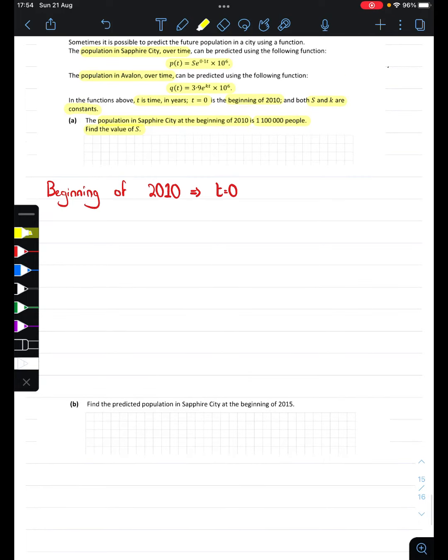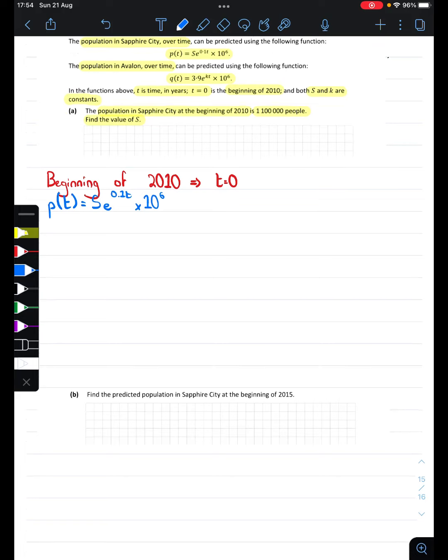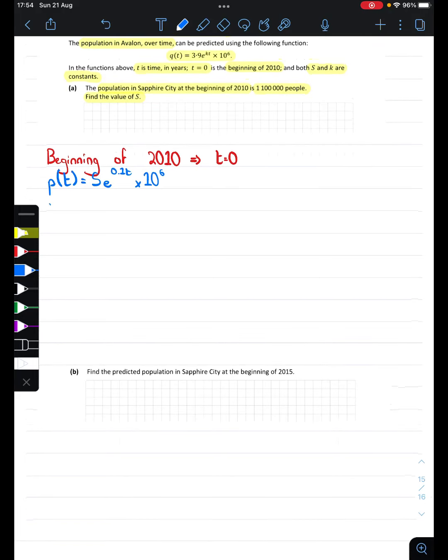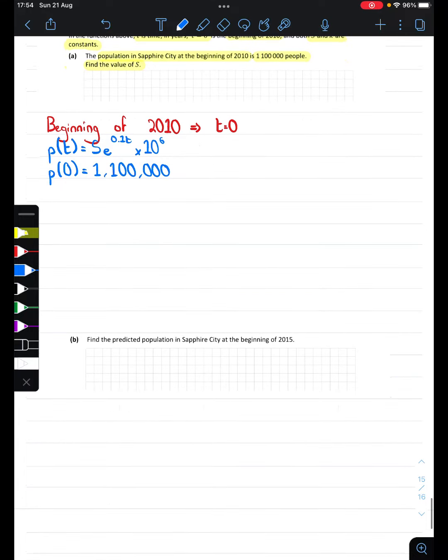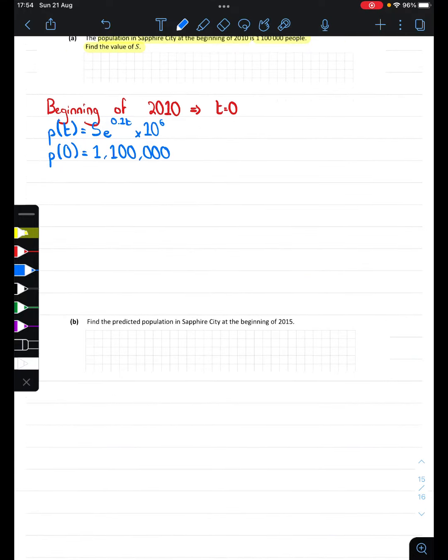So we have this population formula, P of t equals s times e to the 0.1t by 10 to the power of 6. And for t equals 0 at the beginning of 2010, the value of this function, the population of the city, is 1,100,000. Now we can use this to solve for s.